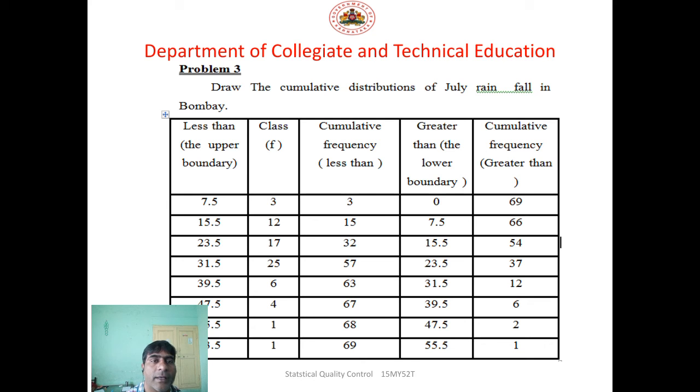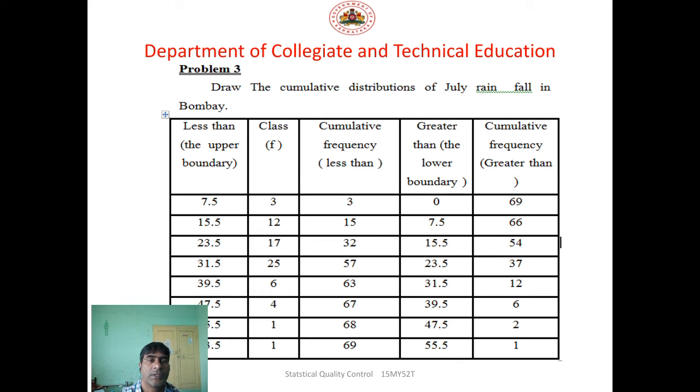Next I am adding the previous entries. How much were the previous entries? Now 32 plus 25, so I am getting 57. Next, 57 and 6, I am getting 63.